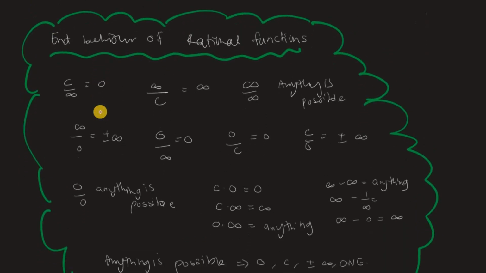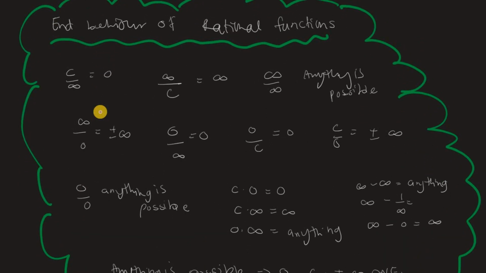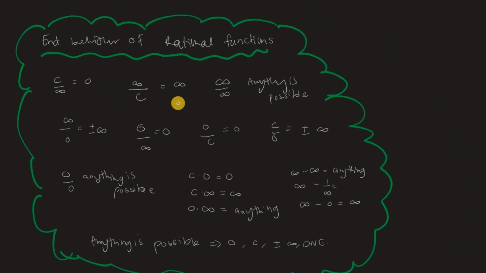Here first you have to know that if you have a constant and you divide it by infinity, you're basically going to get a zero. And if you have an infinity and you divide it by a constant, then you get an infinity. And if you have something like infinity over infinity, anything is possible. Every time I mention anything is possible, it's basically like saying you can get either zero, either plus or minus infinity, or it does not exist. You can basically get anything from here.